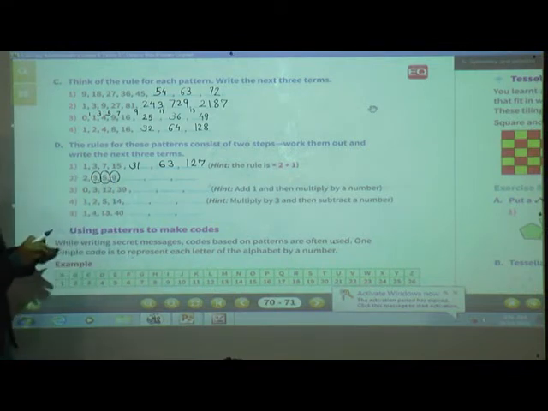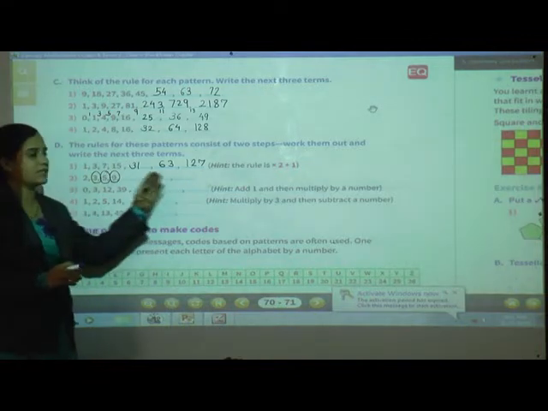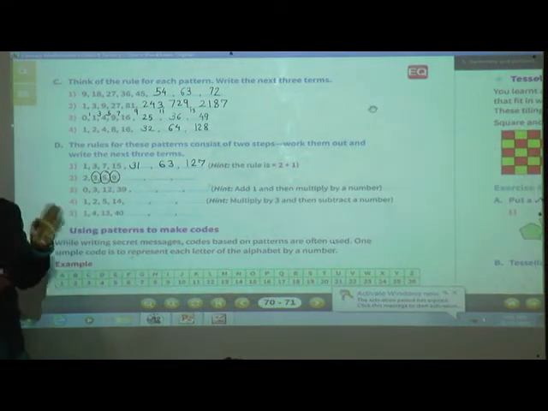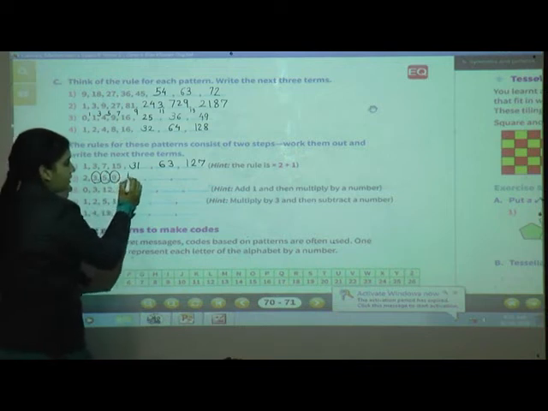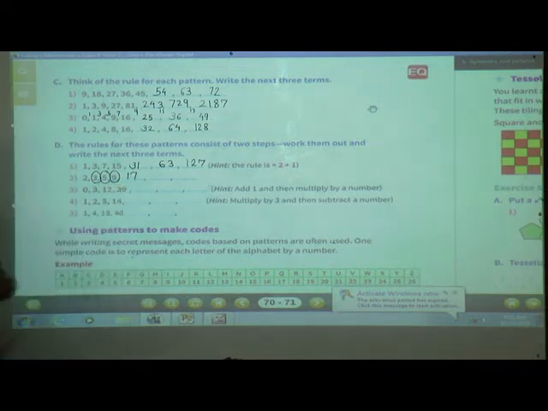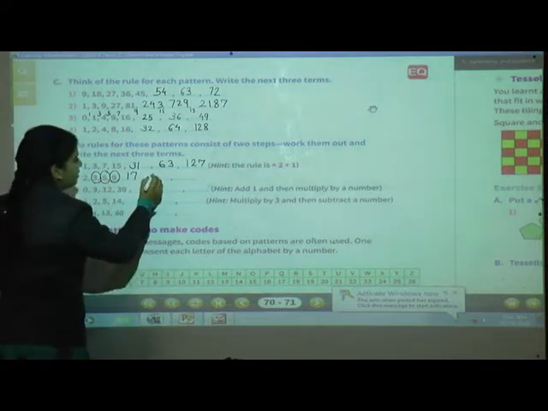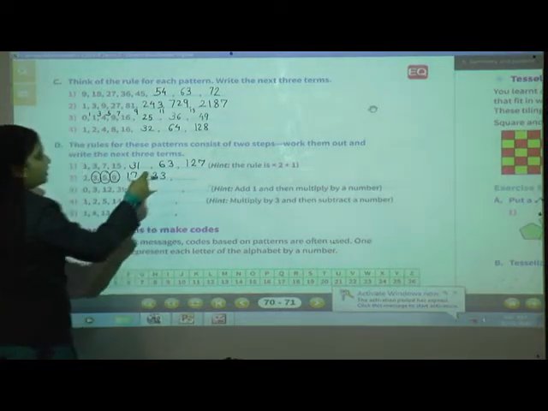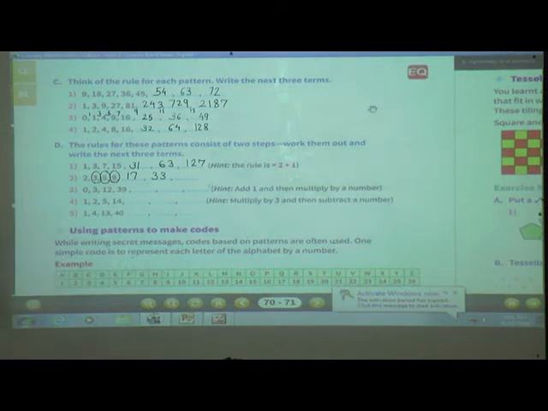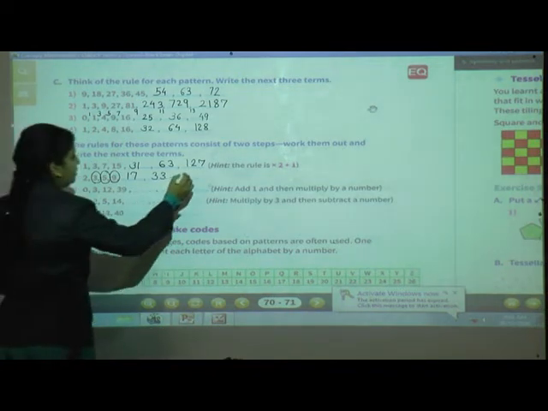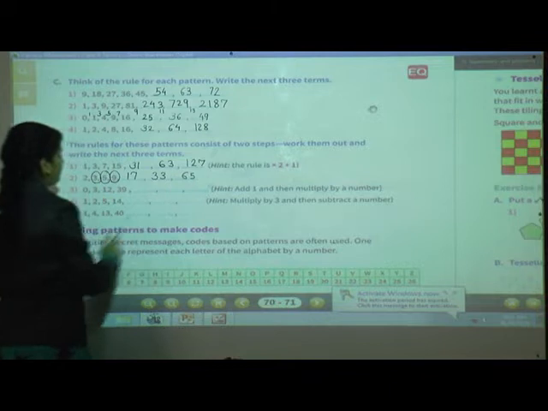So same rule we can follow for the next numbers. 9 multiplied by 2, 18 and just subtract 1, 17. Now 17 multiplied by 2, 34 and minus 1, 33. 33 multiplied by 2, 66 and minus 1, 65.